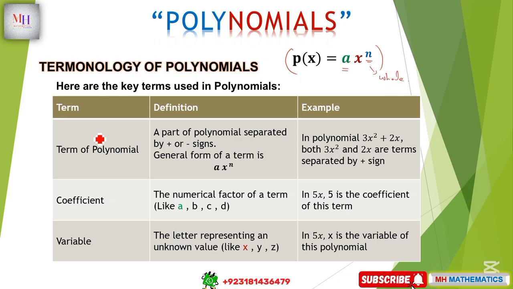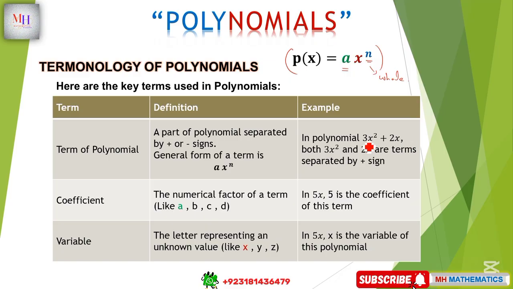So the first terminology is the term of a polynomial. A part of a polynomial separated by a plus or negative sign is called a term of the polynomial, whose general form is ax^n, and we have described that in this, a is the coefficient, x is the variable and n is the power. So for example, the polynomial 3x^2 + 2x is given.